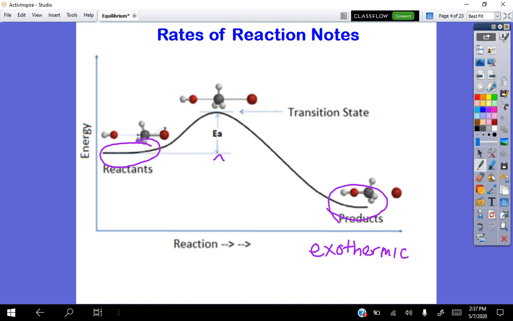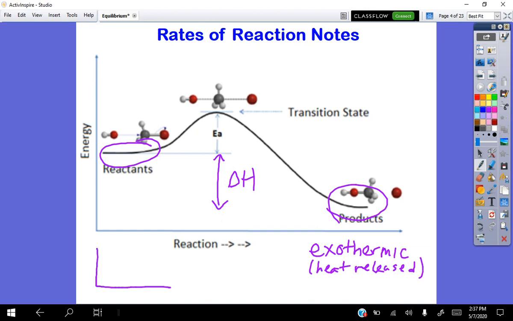The energy given off by the reactants is referred to as delta H, which is the amount of heat. That is the difference in energy between reactants and products. If products are lower than the reactants, that means heat is given off or released.